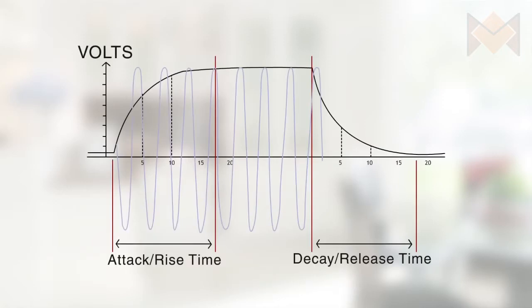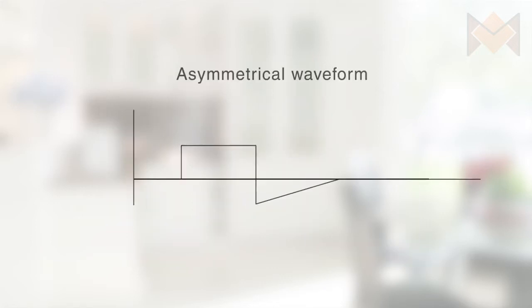The waveform we've just reviewed is called symmetrical. This means that each of the wave features are the same each time the current is on. There are other waveforms that are asymmetrical. This is when the second half of the waveform does not mirror the first half. Here's an example of an asymmetrical waveform.